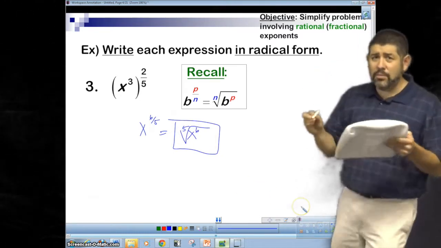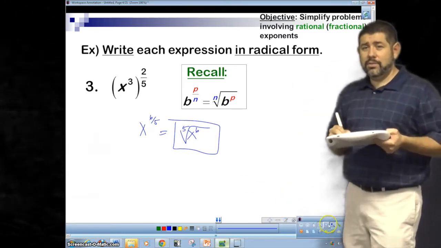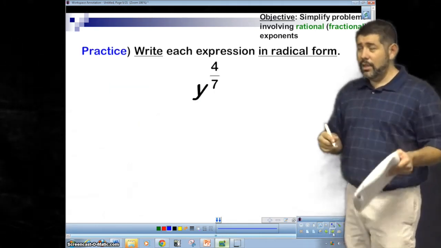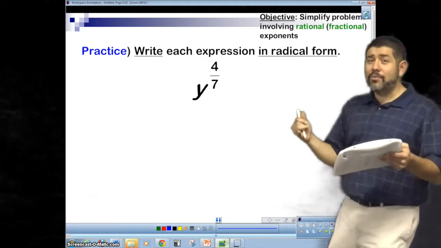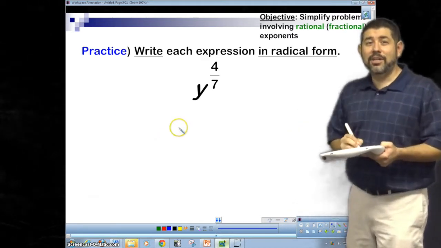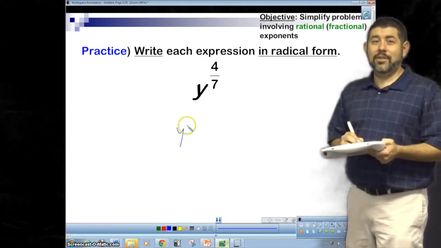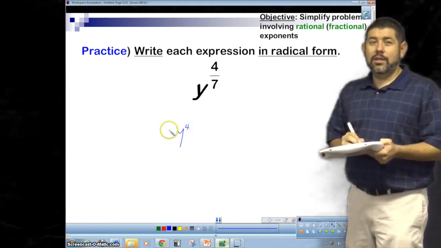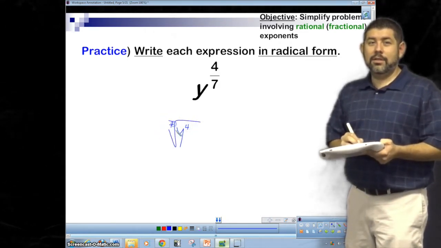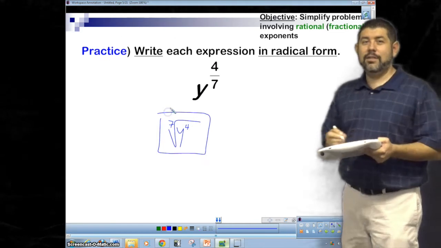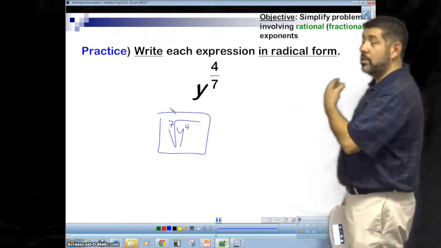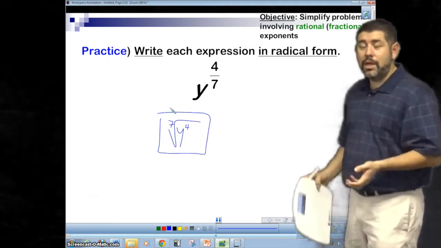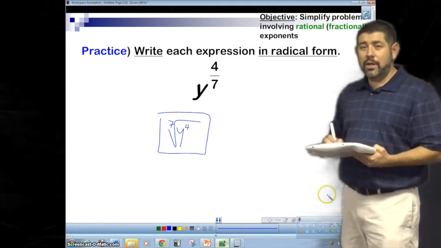We got some practice problems mixed in here too, so take some time to look at the practice problems as well. Go ahead and convert this into radical form, dude. Radical. Whoa. I sound like Bill and Ted, right? Okay. 4th power, y to the 4th, with a 7th root. 7th root. That's it. All there is to it.